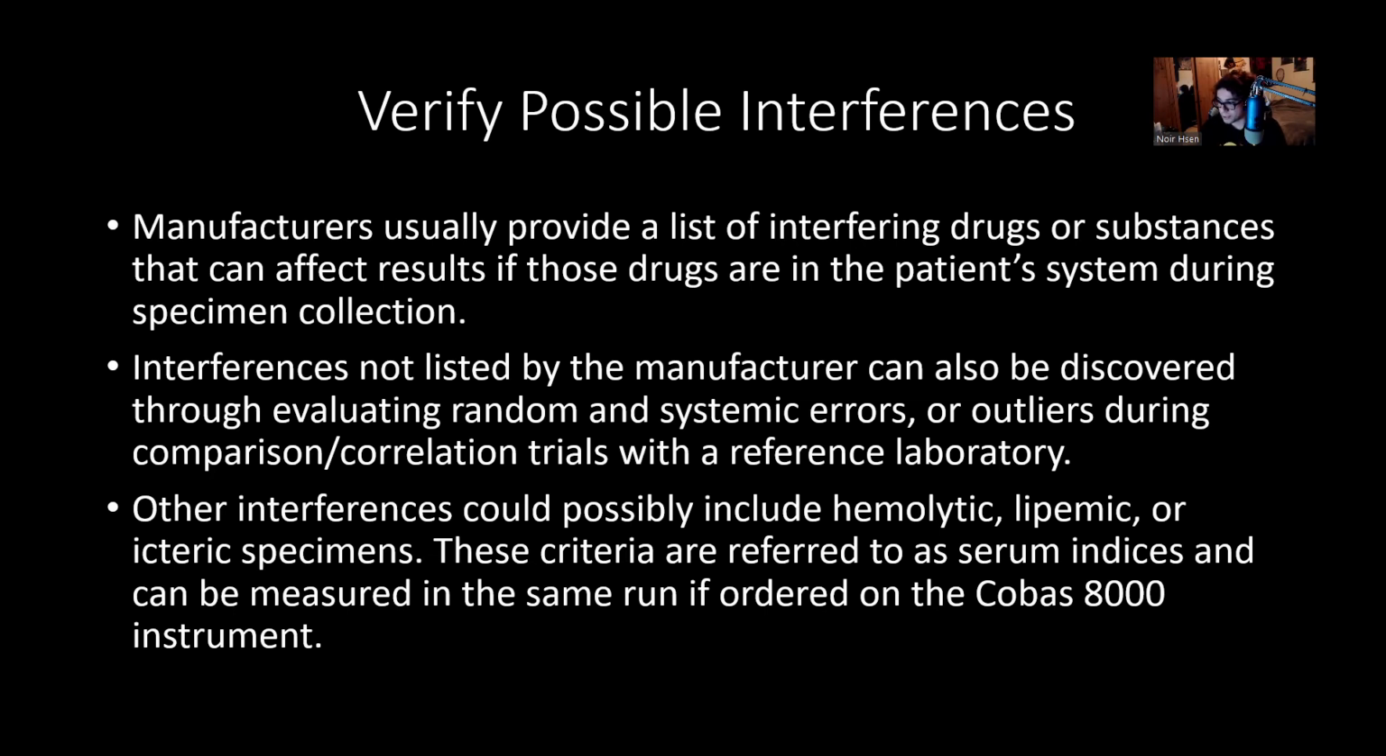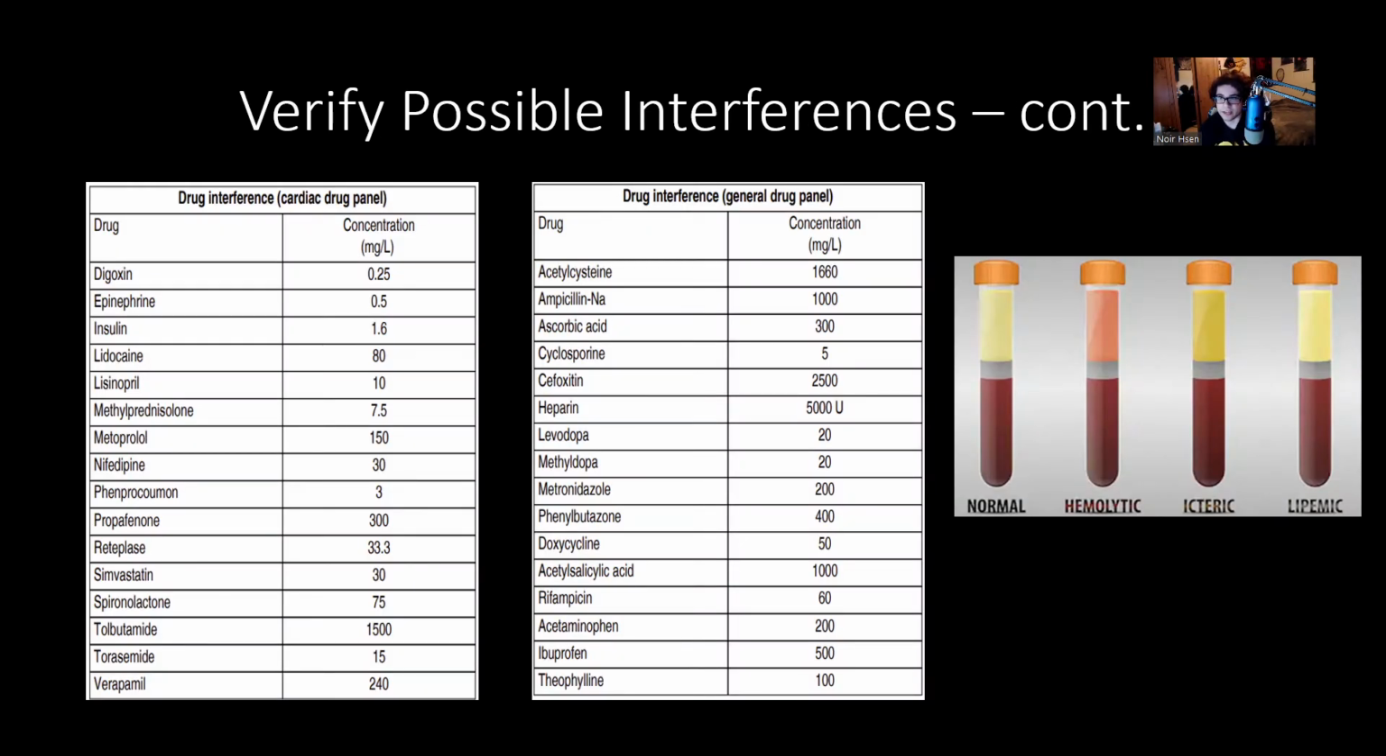And then finally, you want to verify possible interferences. The manufacturer will sometimes have interferences they know of, and they'll put it in their package inserts. And there's other interferences that you can find out. Let's say if you run a hemolytic, lipemic, or icteric specimen in the instrument, you might get a different result. So these two drug interference panels here, I pulled off the package insert from the manufacturer Roche, saying that these drugs will interfere with the testing if the patient is taking them. And then normal, hemolytic, icteric, lipemic.